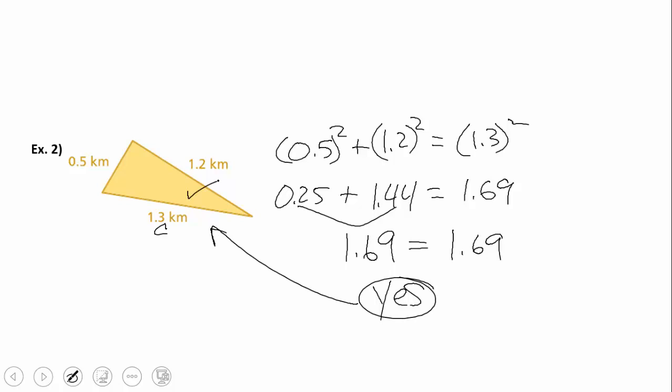Where would that right angle be? That's right, it has to be there. If this is the longest side, it has to be opposite the right angle. So there definitely would be one there.